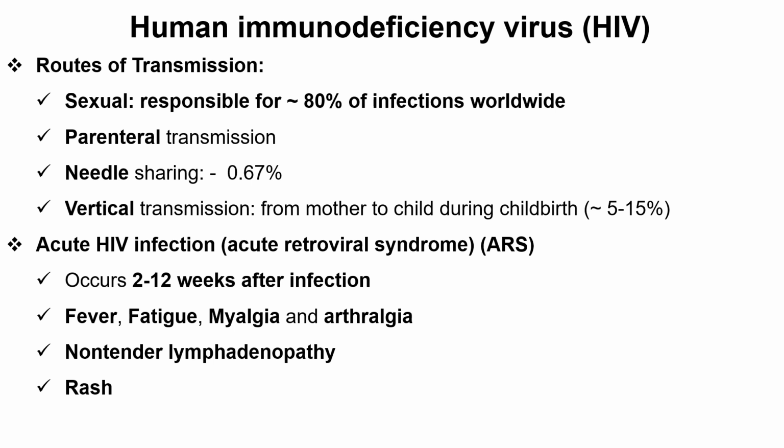The sexual route is the most common route, responsible for around 80% of infections worldwide. That is followed by parenteral transmission, needle sharing, and vertical transmission from mother to child during childbirth.